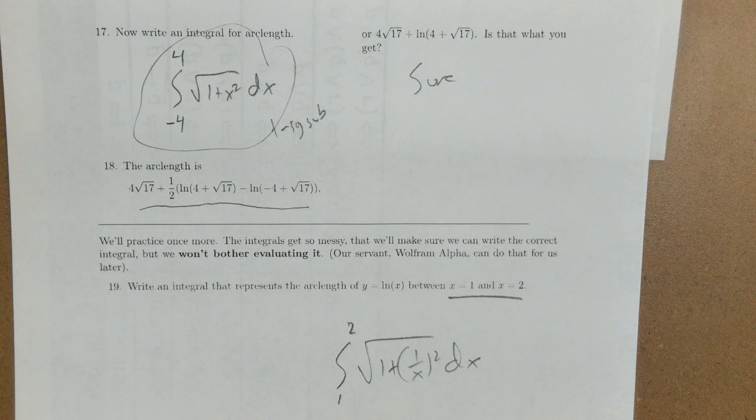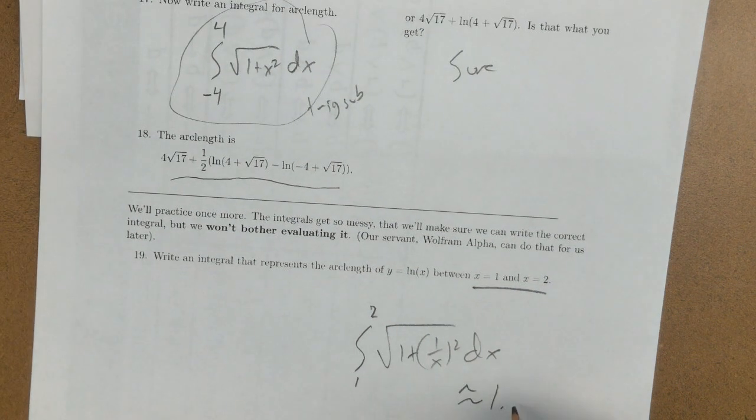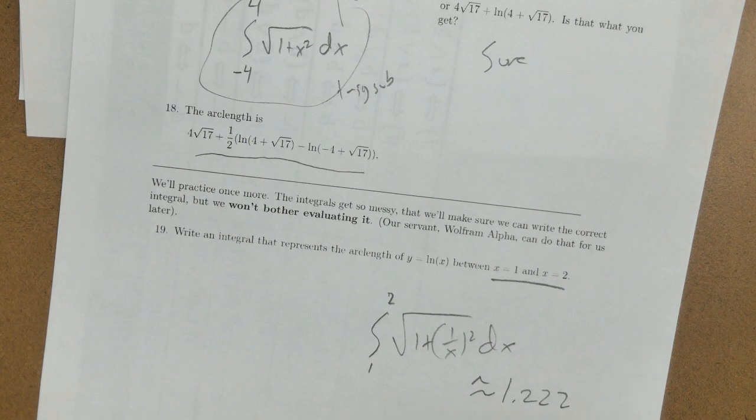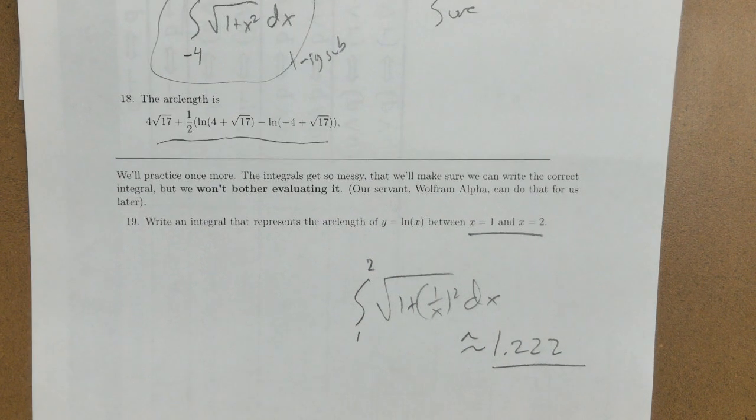It's worth mentioning that I just lied. I did not use Wolfram Alpha. I used Desmos, and it gave me a decimal here. Wolfram Alpha would give you a better exact answer, but there's a nice approximation, and that's good enough for me. All right, so that's arc length.